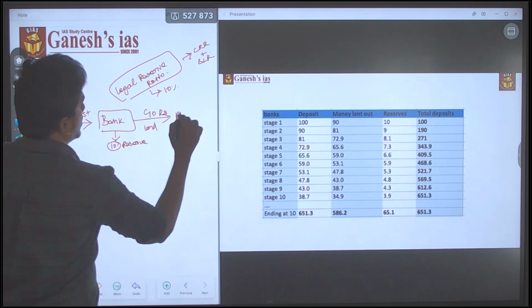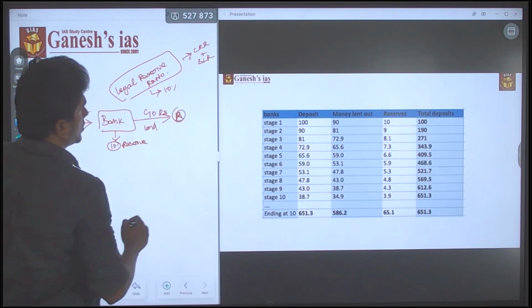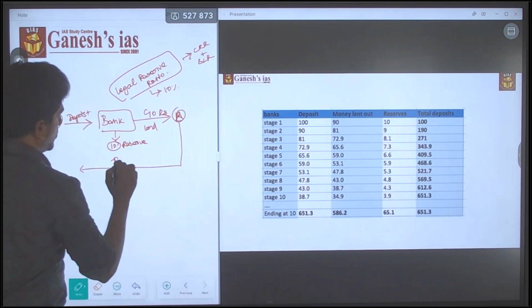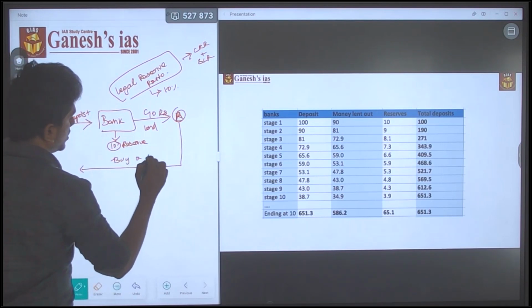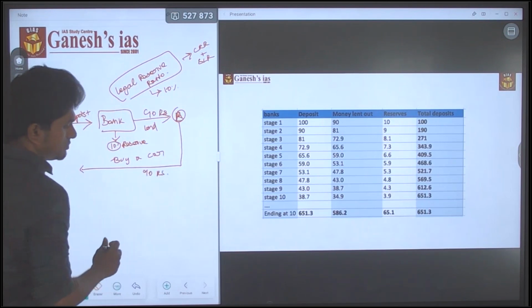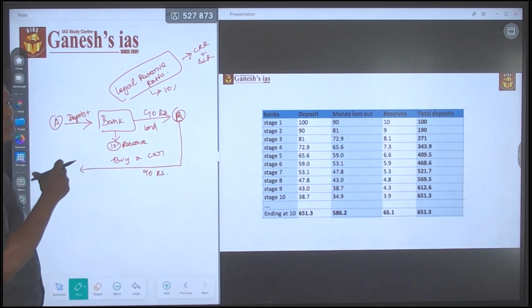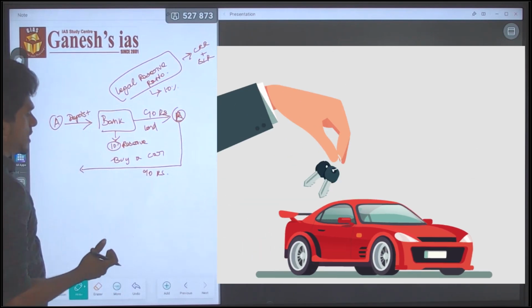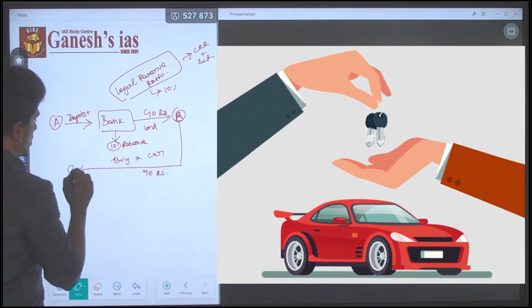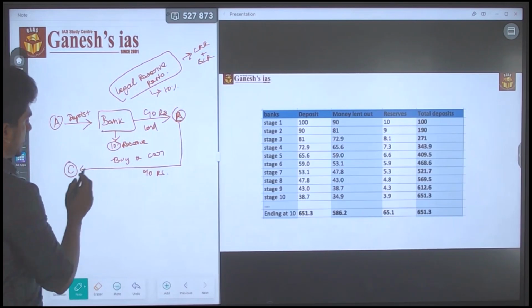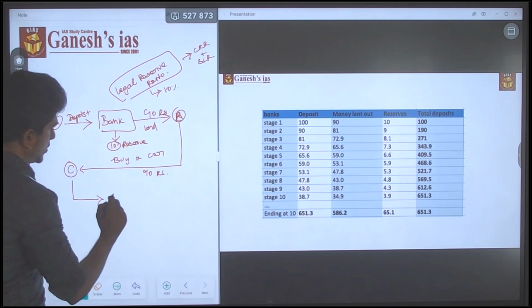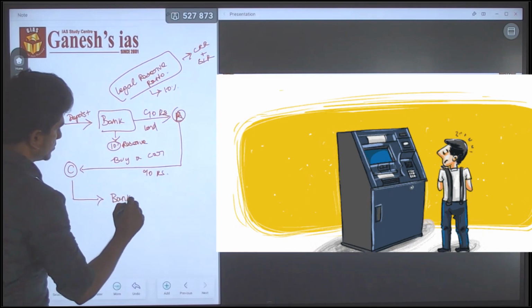Now B is borrowing that money. Just a wild guess, B is going to buy a car with this 90 rupees from C. Now C is actually holding the 90 rupees, so C again goes to the bank and deposits it.